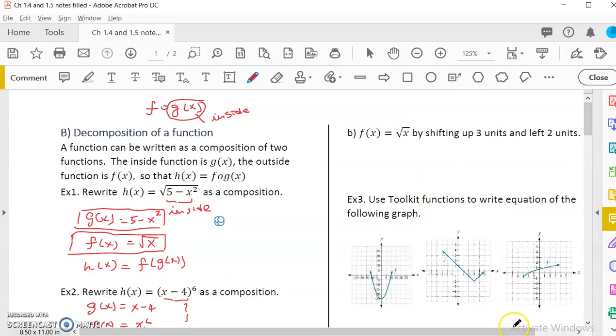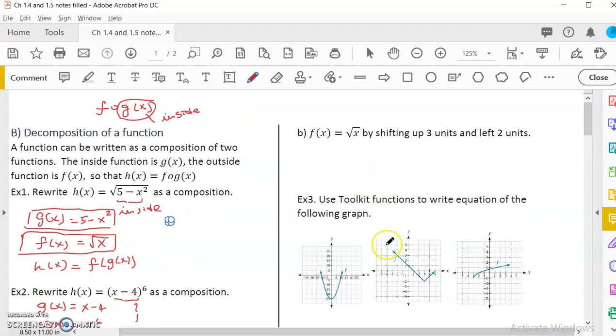Another one. If I have a parent function of square root x and I want to write another function or a formula that will involve shifting square root x up 3, I have to add 3, but left 2. Left and right is inside. For left, it is plus 2. Up 3 is plus 3 outside. Inside, left and right; outside, up and down.